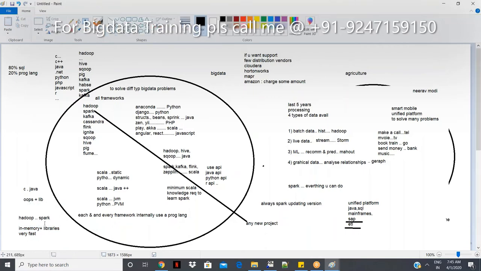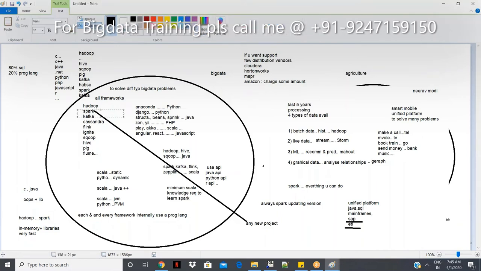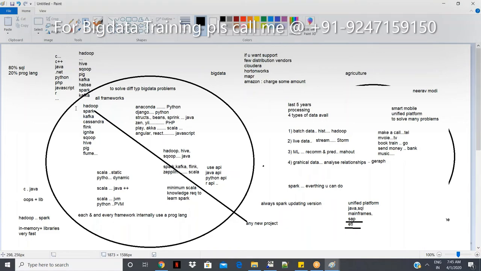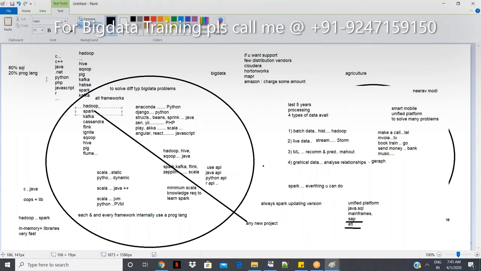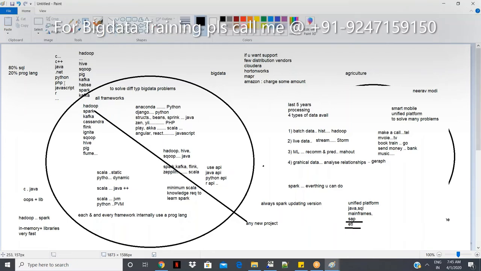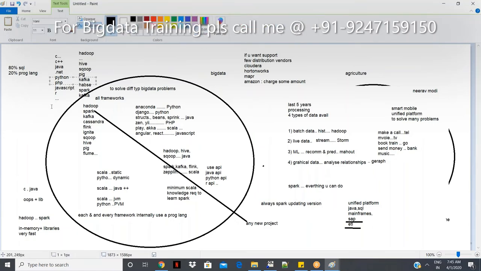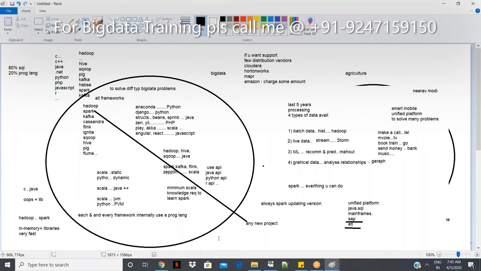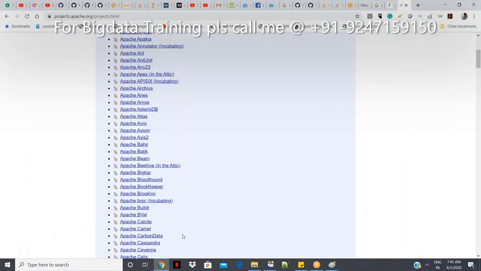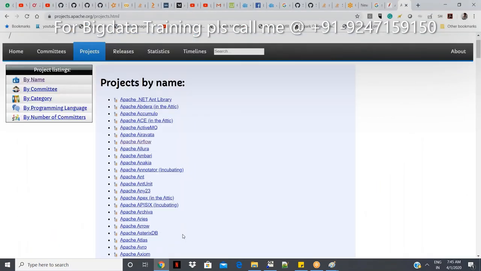Okay, to be frank, C++ first introduced the OOPs concept, then Java mostly adopted that OOPs concept. That's why Java is very powerful. Similarly, after Java, Python, .NET, and PHP, all other programming languages adopted that OOPs concept. Okay, same way, what happened? After Spark, many other technologies came into the picture.